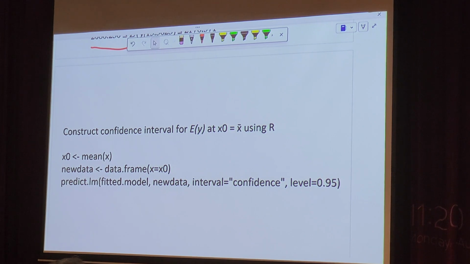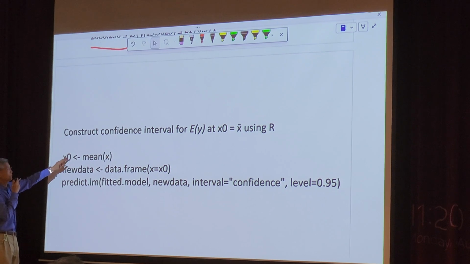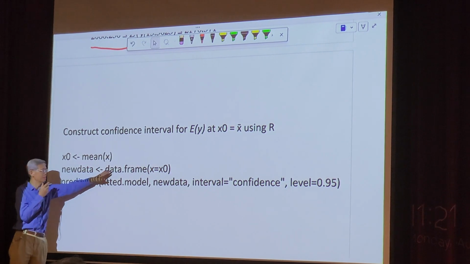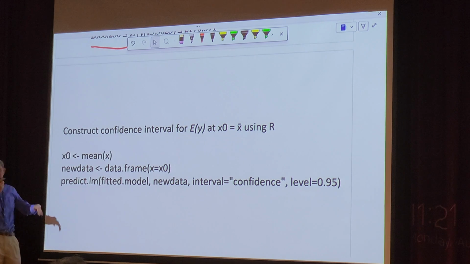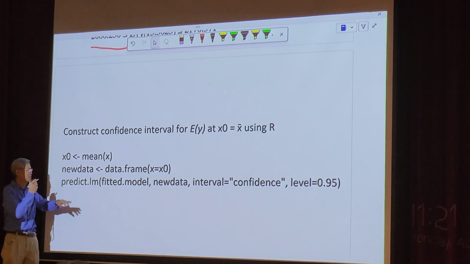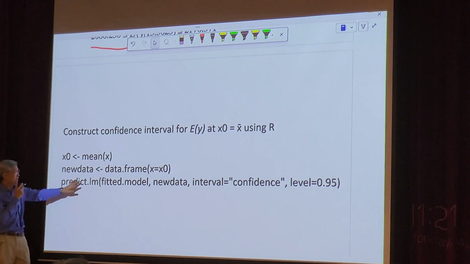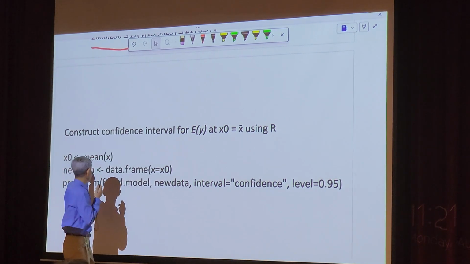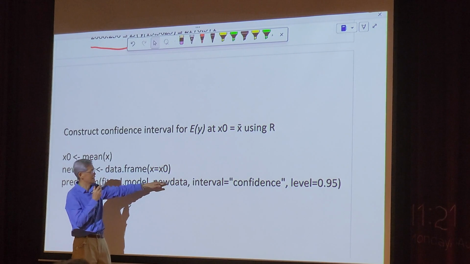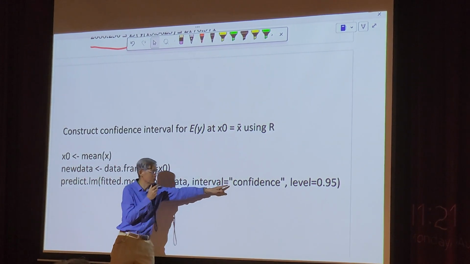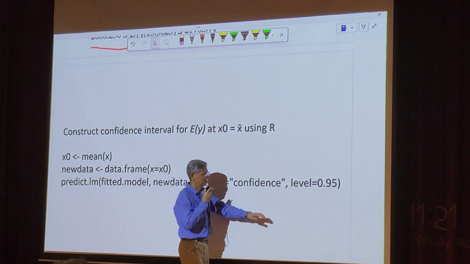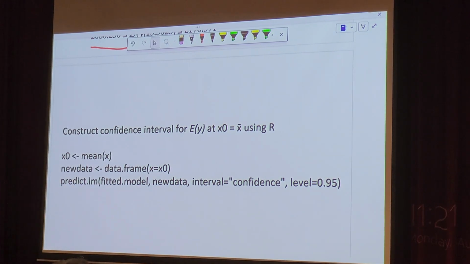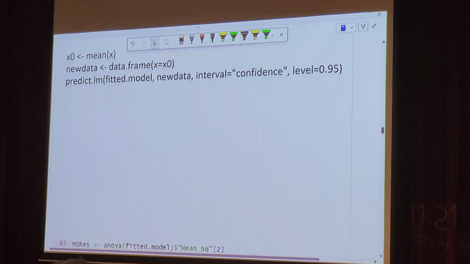So, very easy. I want to find the mean response at this x value, so I assign it to a variable. Then I create a new data frame. Think of it as a data set. A data frame is a data set, or new data. And then I use the R function predict. This is the fitted model, this is the new data, and this is the x naught value that I need to put in. And I'm going to construct a 95% confidence interval. Got it? So it's quite simple to use.